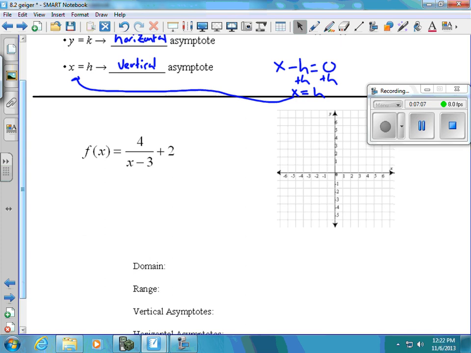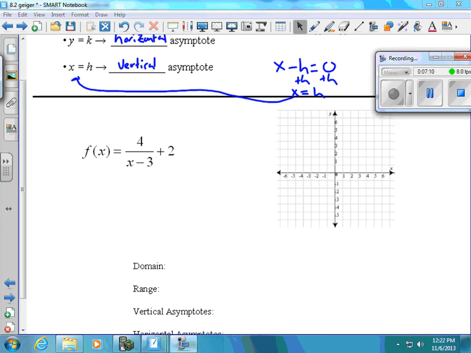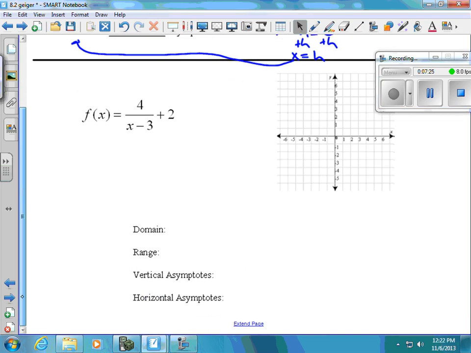We also have our graphing calculator, so have that handy if you have that at home. Let me show you how that can help you a little bit. So we have 4 over x minus 3 plus 2. F of x equals that. So based upon what we just looked at above, what is our domain, range, vertical asymptote, horizontal asymptote going to be?